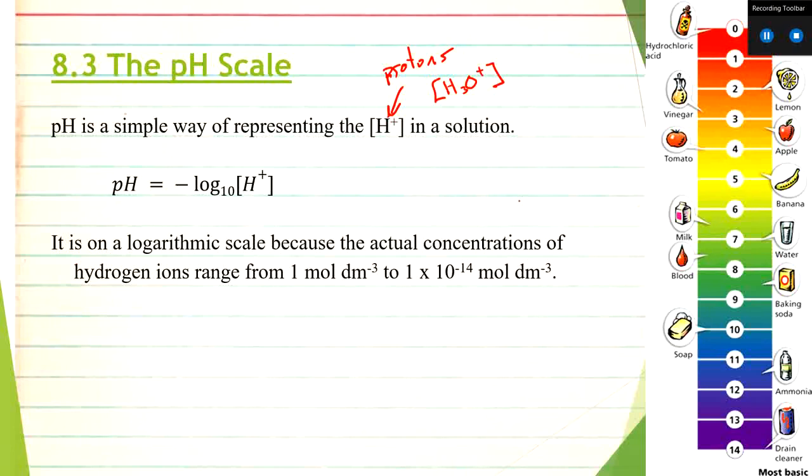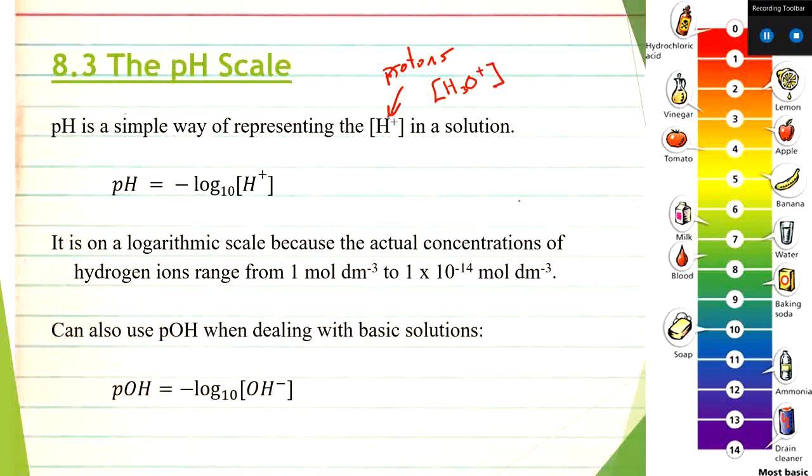And the reason we do that is the hydrogen ions in a solution generally range from about 1, which would give us a pH of 0, to 1 times 10 to the negative 14, which gives us our pH of 14. So that's why we put this on the log scale.